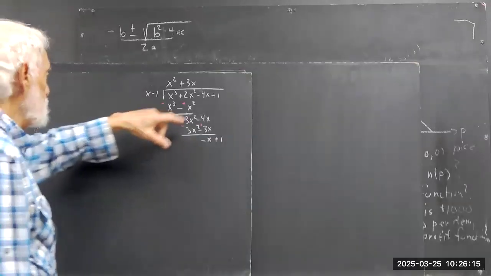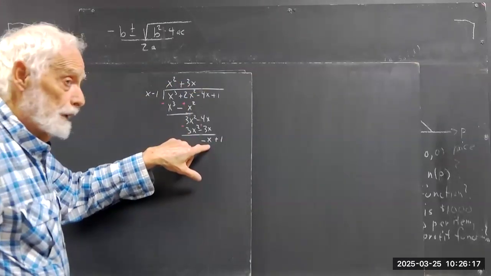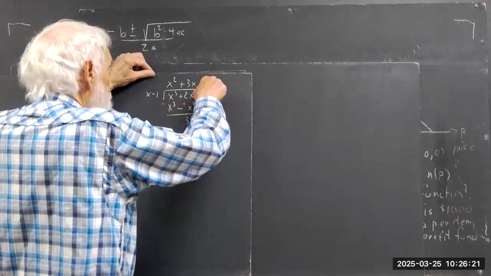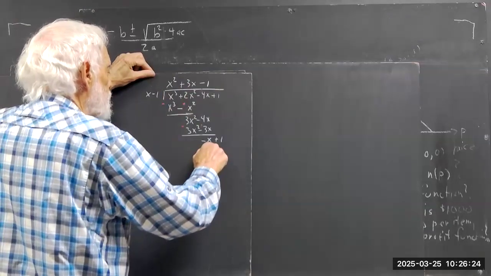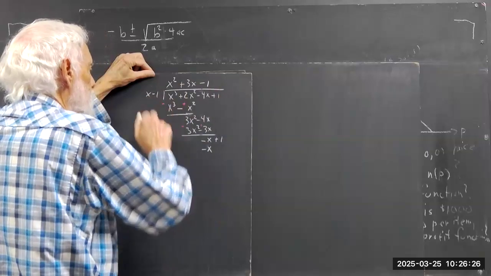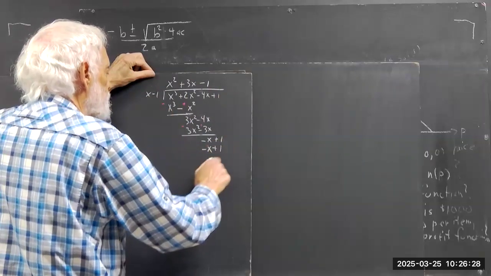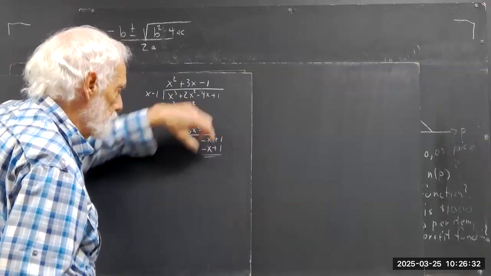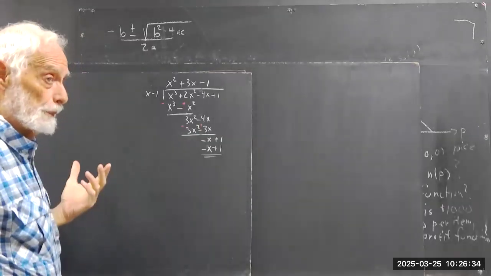Anyhow, now what would we multiply by x to get negative x? Well, we'd multiply x by -1. And we get negative x. And -1 times -1 is plus 1. Well, this matches this. So when we subtract this from this, we're done. There's no remainder.